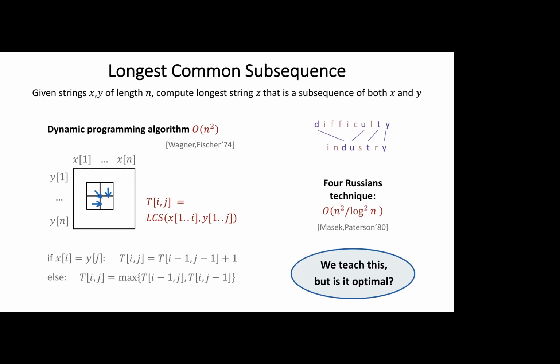Now we use this as an algorithm that we tell our students when we teach them dynamic programming, but do we actually know whether this is optimal? At least 5 years ago, we didn't know anything. We don't know a faster algorithm. We also didn't know any reason why it should be optimal or why there shouldn't be a faster algorithm.